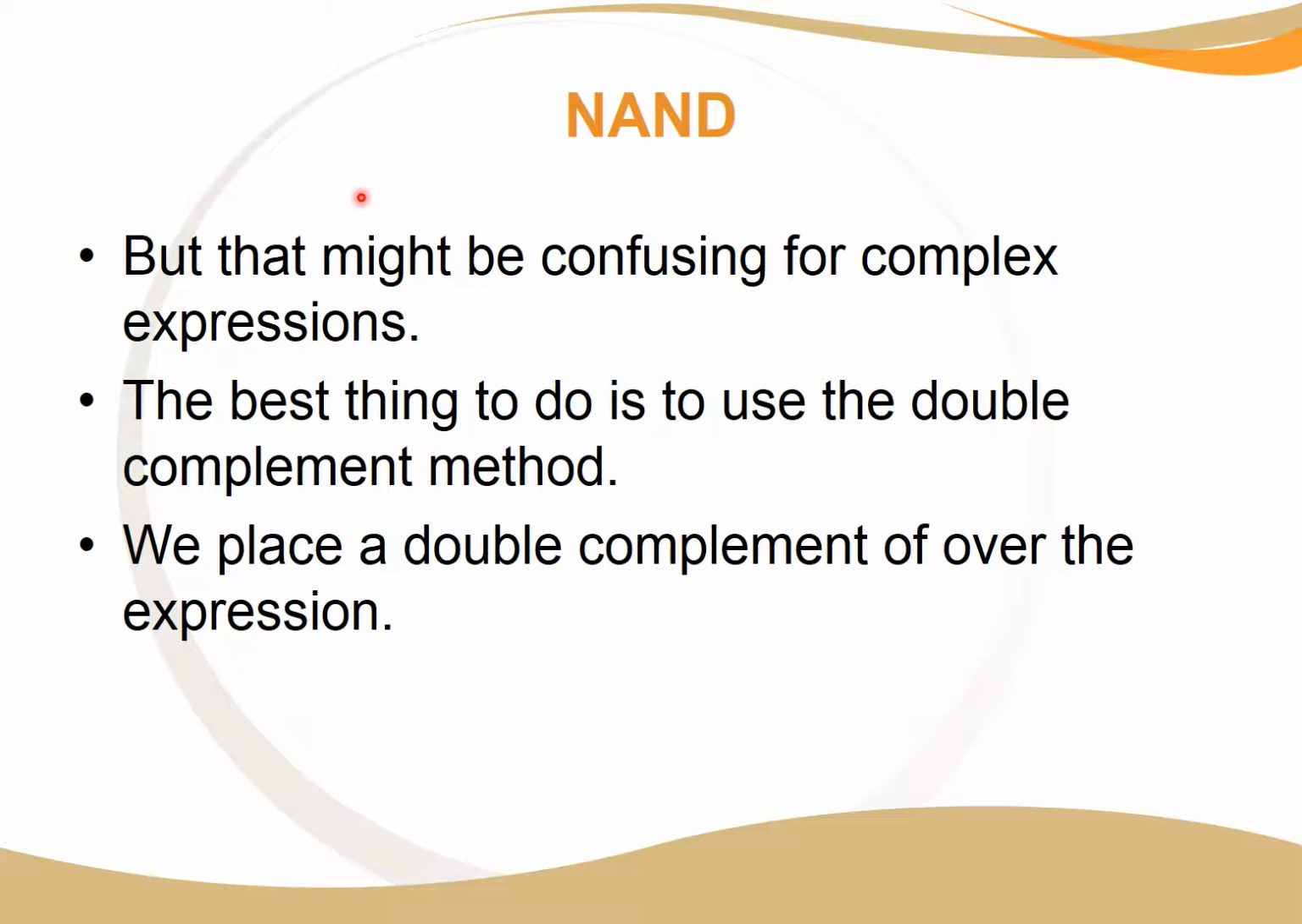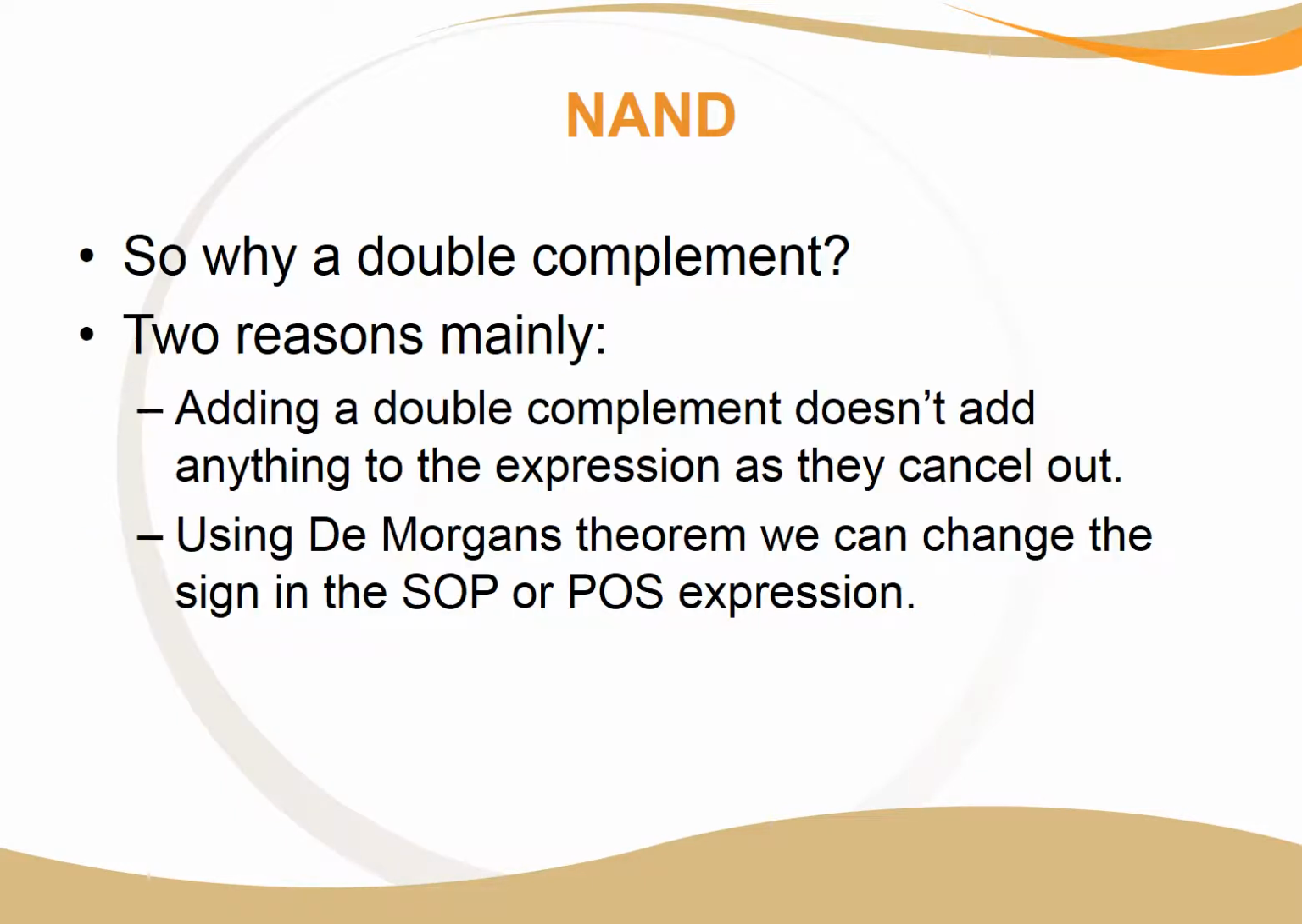Using the NAND gate equivalencies might be confusing, because if you have 3 or 4 OR operators, then you use 3 NAND gates per OR operator, which becomes confusing and complex. The best thing to do is to use what we call the double complement method. So you write your Boolean expression down, F equals ABC or AB, whatever, and then you place 2 lines, a double complement line, over the expression.